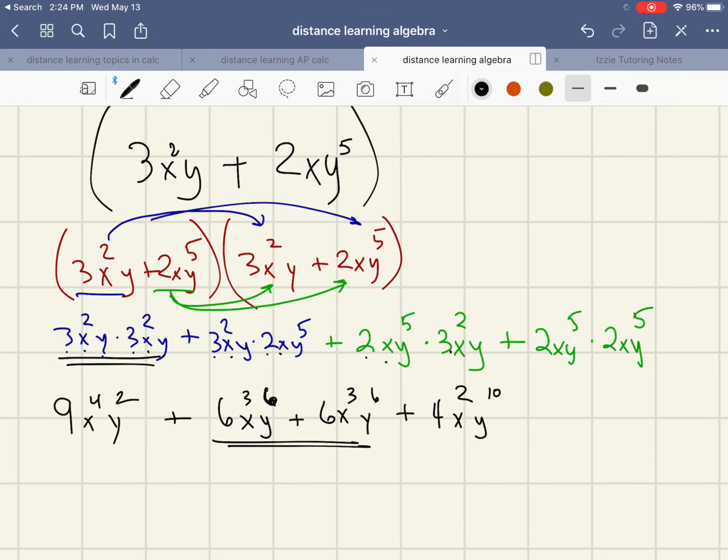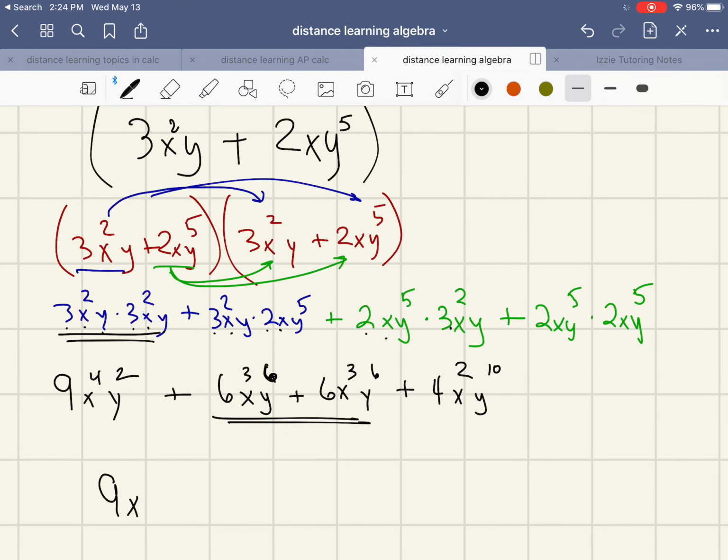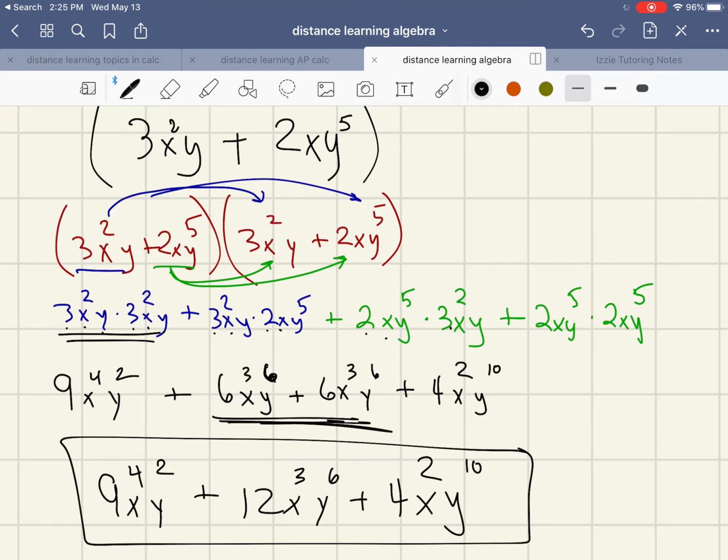Remember, I'm adding the exponents for each of those variables. And then noticing that these are like terms, combine those two, 12x to the third, y to the sixth. And when we're adding these, notice that the exponents don't change, right? Just the coefficients change. And then 4x squared y to the 10th, done. And that's multiplying binomials.